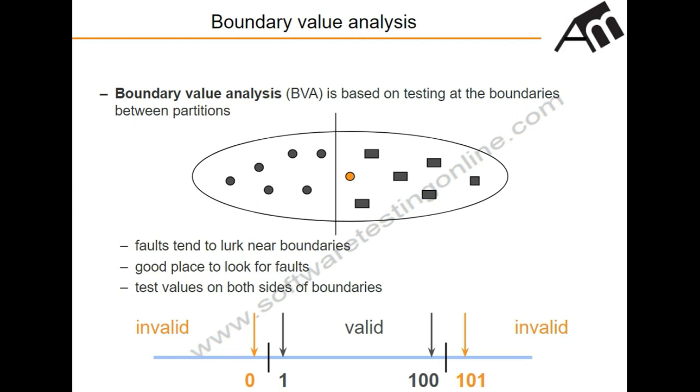-1.001, and 1.001. If an input condition specifies a number of values, write test cases for the minimum and maximum number of values and one beneath and beyond these values. For instance, if an input file can contain 1 to 255 records, write test cases for 0, 1, 255, and 256 records.